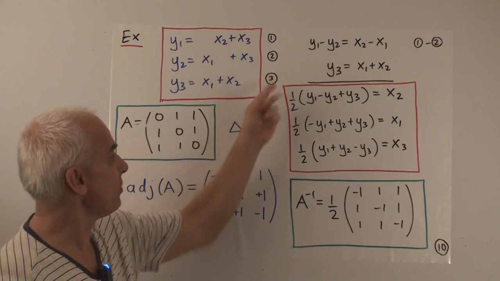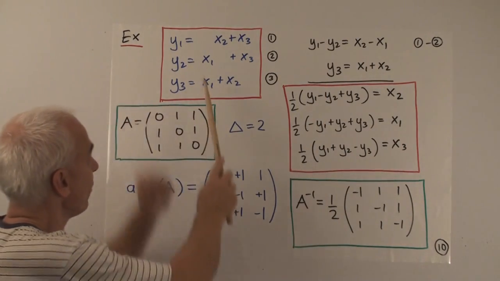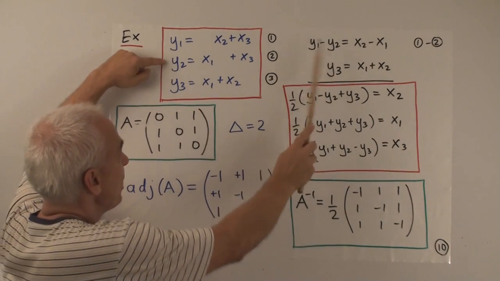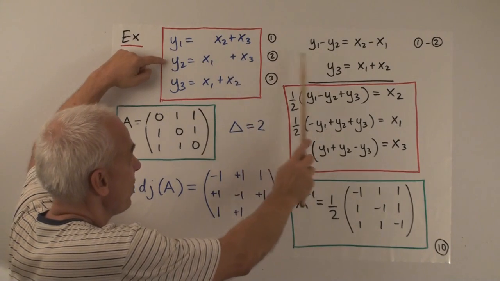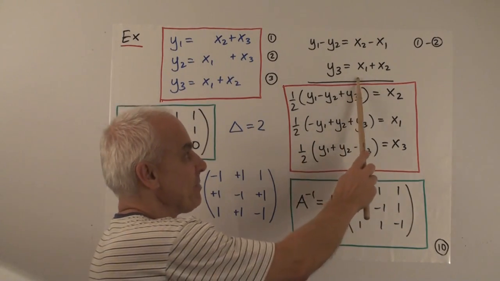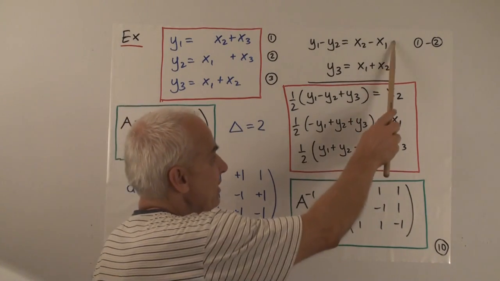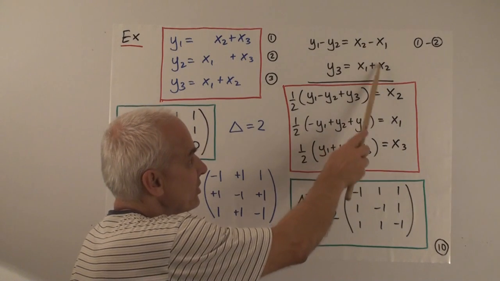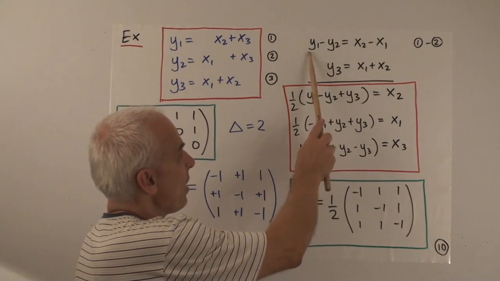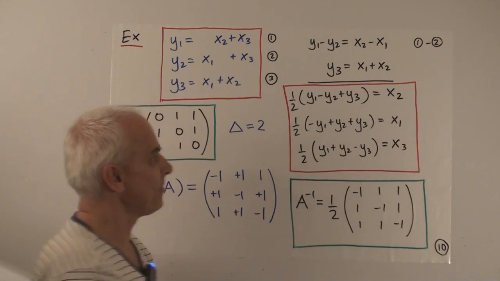Call the equations 1, 2, and 3. And then here I've taken the difference between equation 1 and 2. So y1 minus y2 equals x2 minus x1, and the x3's drop out. Now it's relatively simple to calculate x1 and x2 from these, because if we add these two equations, we get 2x2 on this side, and on this side we get y1 minus y2 plus y3. So we divide by 2 and we get this.